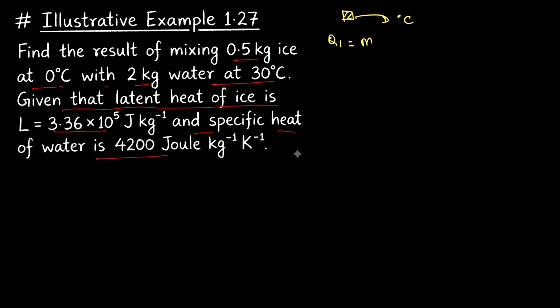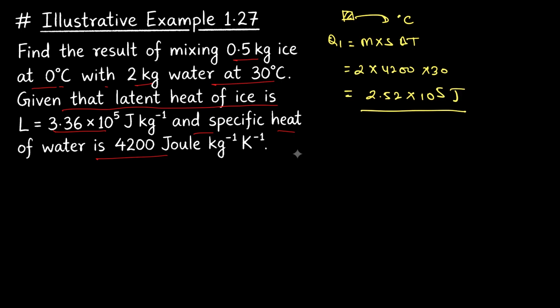Q1 is equal to M into S into delta T. And what's the mass? 2 kg. And the specific heat is 4200, and the temperature difference is 30 minus 0, so that will be 30 only. That will be 2.52 into 10 raised to 5 joule. Now this much heat water will give to the ice.